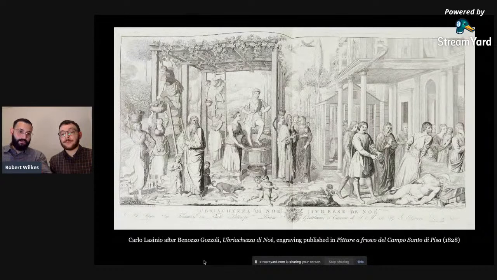It's an engraving from a book of engravings by Carlo Lasinio, reproducing the frescoes in the Campo Santo at Pisa from the 14th century.